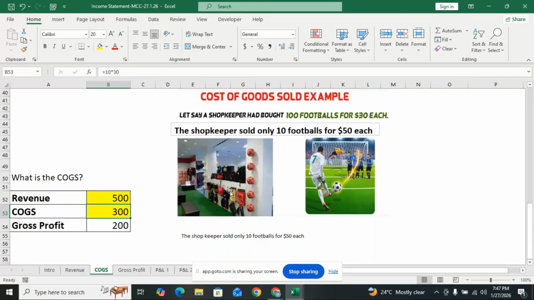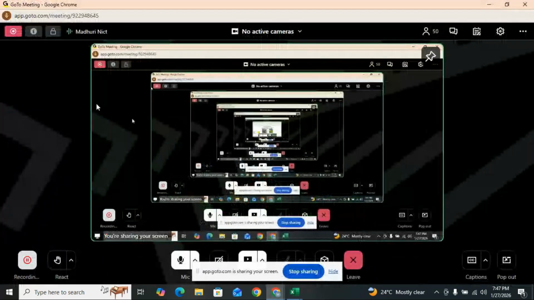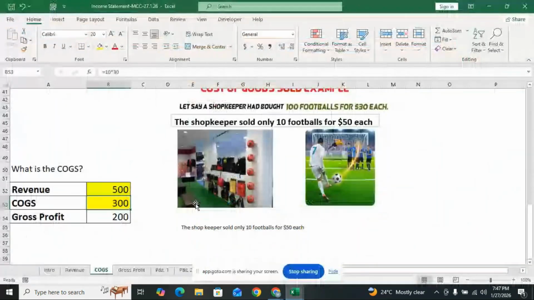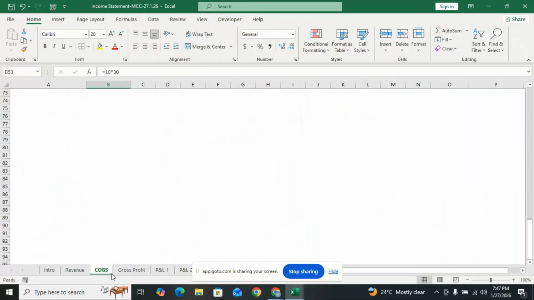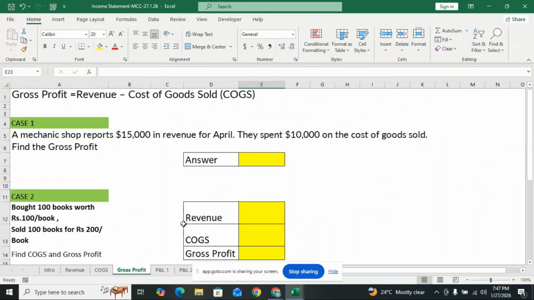I asked you this because it plays a crucial role when you understand this one. Okay, and next I come to the gross profit computation, which you can work out. As I've told you, your GP is revenue minus COGS. So you can solve the first case study.